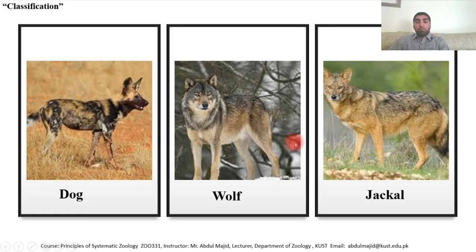They are different, but we place these three species on the basis of the similarities. What are the similarities? The presence of the canine teeth. We place them into a genus that is known as Canis. So we place these three species into one group which is known as genus. Why? Because on the basis of certain similarities.